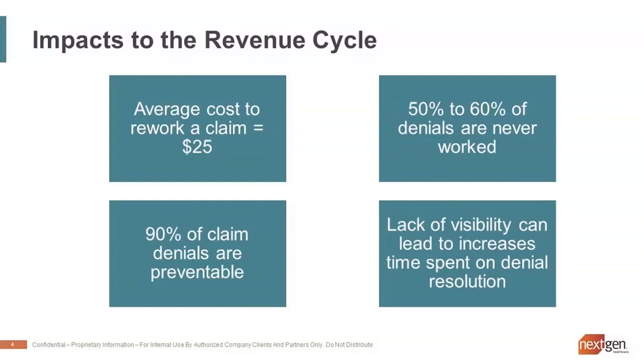Second one, on the top right: 50 to 60% of denials are never worked. This is a huge percentage, and this is a ton of open AR that can essentially be rebilled out to payers with the appropriate corrections, and then you could get payments on those. So it's a very large opportunity. Bottom left, 90% of claim denials are preventable. What we're looking at are the eligibility related, the demographic related. If it's something where coding is just not accurate, these are all opportunities to maximize that revenue on a clean claim.